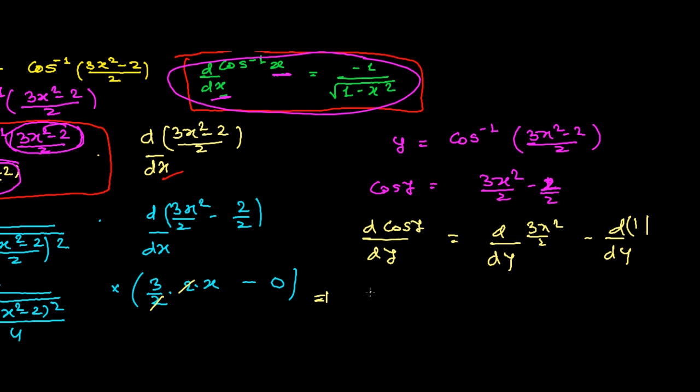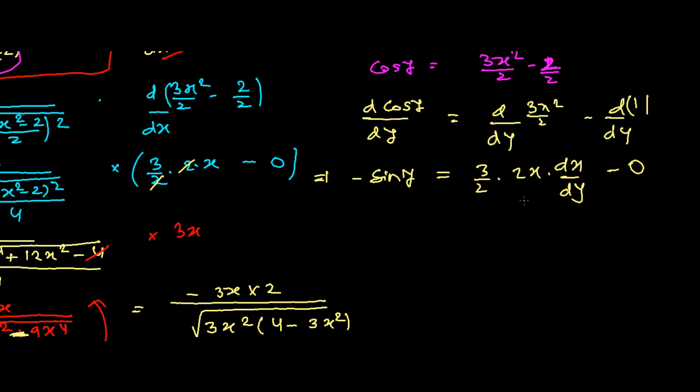So cos y, what is the derivative of cos y? That's minus sine y. All right, and now this part, so it will be 3 by 2 times 2x times dx over dy minus 0. All right, and further you can solve and you will get the answer. So your dy over the dx is equal with, now this 2 and 2 will cancel up, so you will be getting minus 3x divided by sine y.